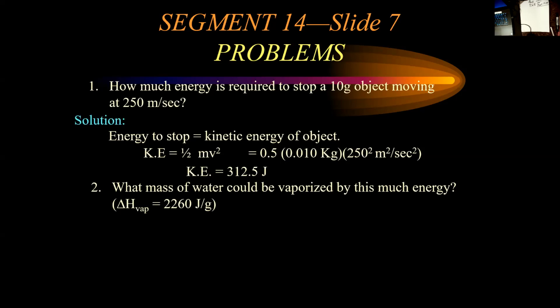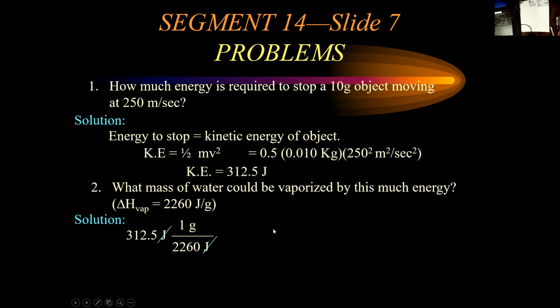So let's look at how much water it would take to stop this object. 10 grams might be the size of a bullet, and 250 meters per second could perhaps be close to muzzle velocity. Okay, so we do the calculation. There's an amount of joules we got up here. And now let's use the conversion. You get 2,260 joules for 1 gram.